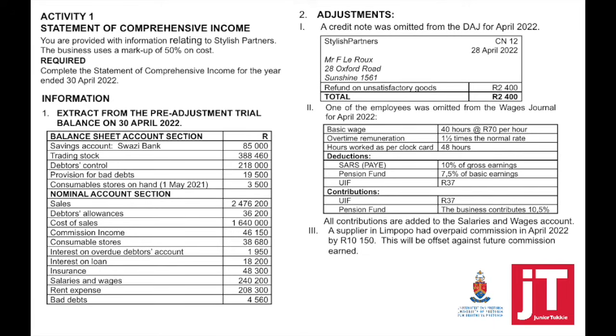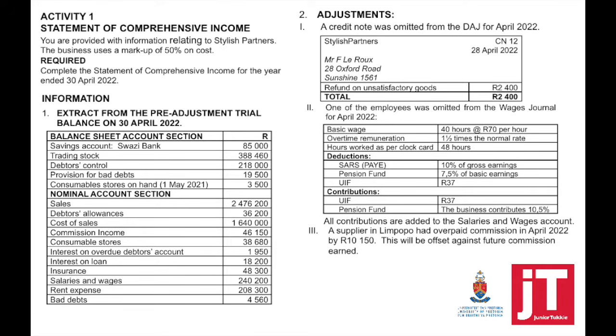But now, advice: trading stock and debtors control. Open up those T accounts as you do the adjustments. Why? Because with trading stock, you need to possibly calculate if there is trading stock missing. In other words, is there a deficit or is there a surplus? With your debtors control, a new adjustment to grade 11s is provision for bad debts.